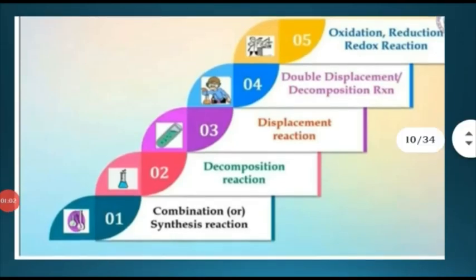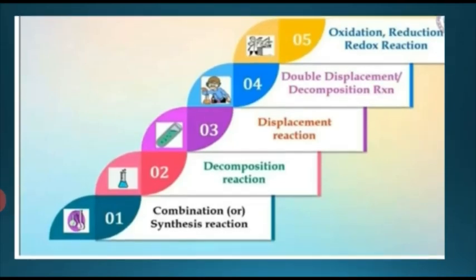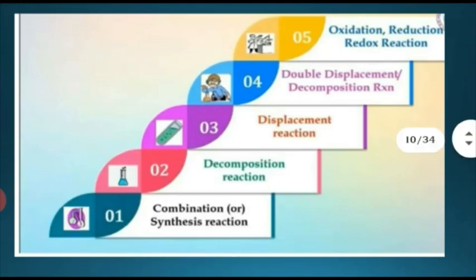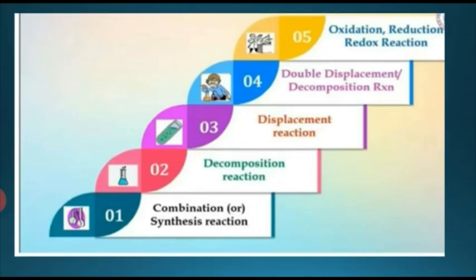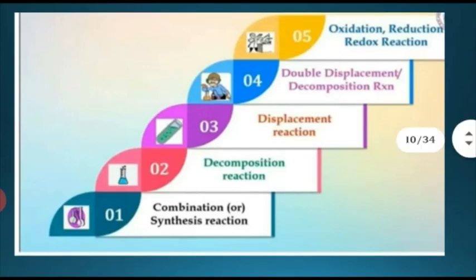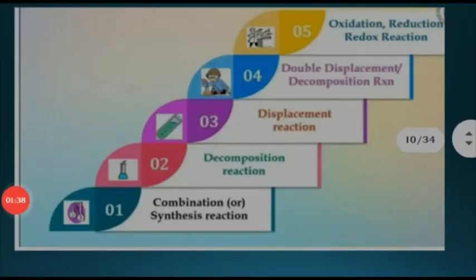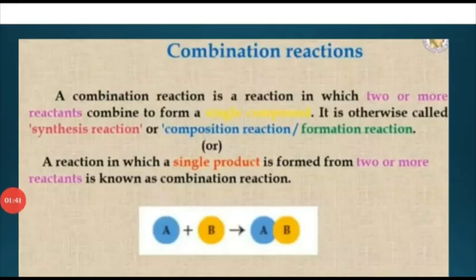In this, we have 5 types of chemical reactions. First one is the combination or the synthesis reaction. The second one is the decomposition reaction. The third one is the displacement reaction. The fourth one is the double displacement or decomposition reaction, and the fifth one is the oxidation, reduction, or redox reaction. Next, combination reaction.